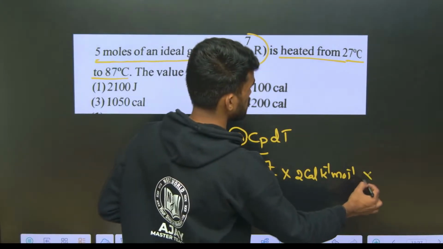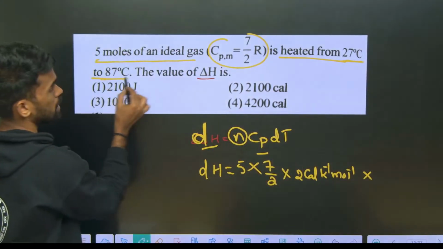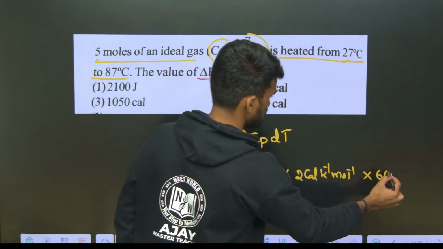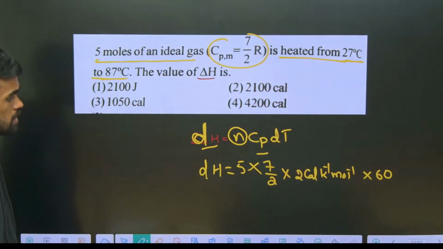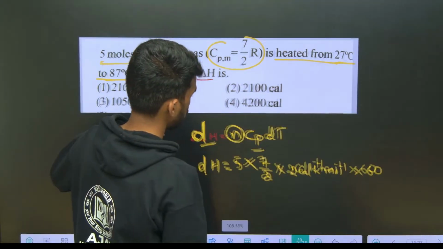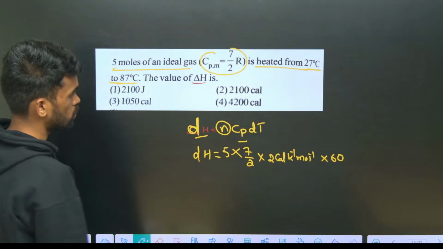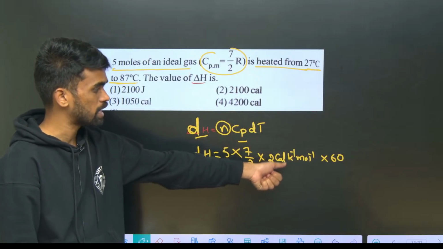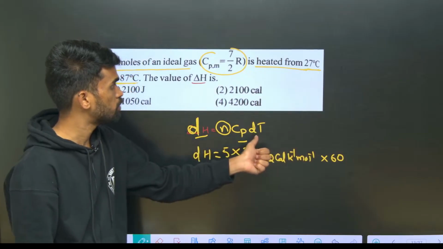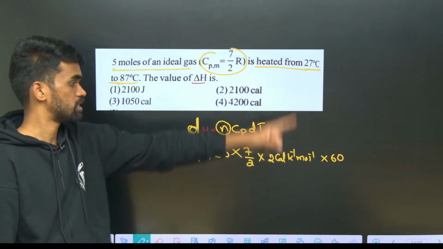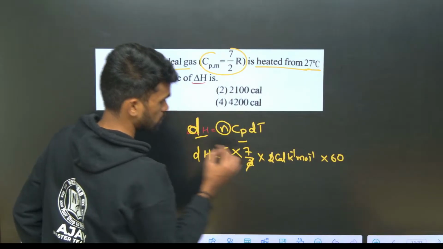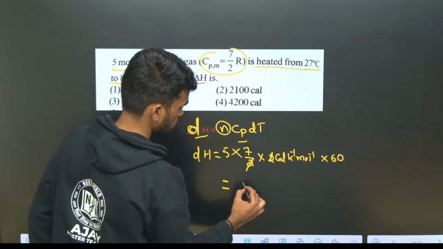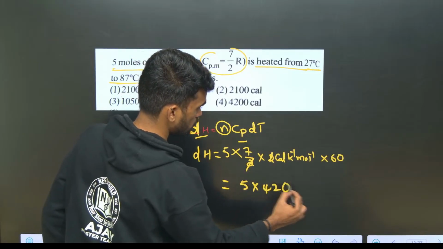So dT, the change in temperature, is how much? Final minus initial, 87 minus 27 will be how much? 60. So 60 here, that's it. So what is your answer here? n is 5, Cp is 7/2 R, where R means 2 calorie per Kelvin per mole I am taking, and the difference in temperature is 87 minus 27. So the 2 will be removed. Next, 5 into 7 into 60 gives 420 calorie.